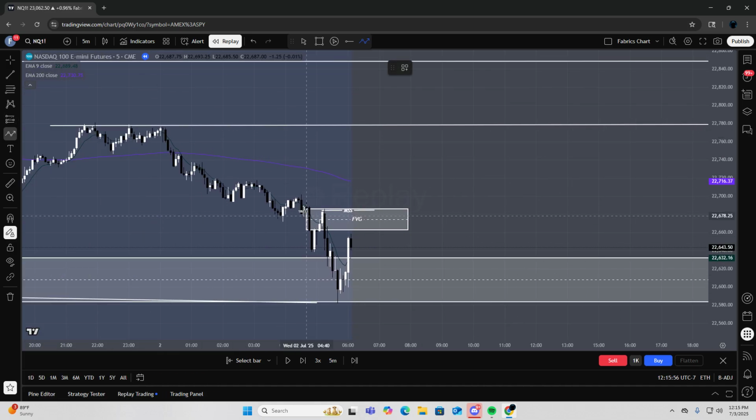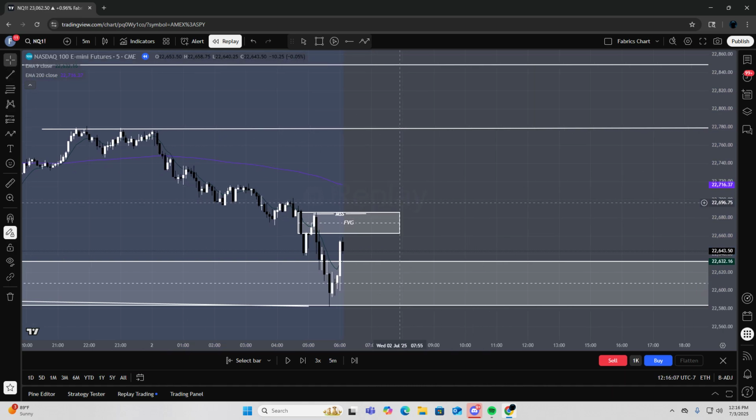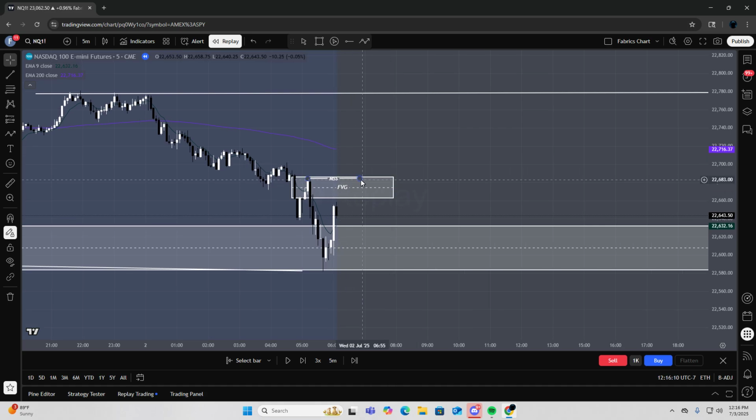And then we'll see some sort of movement like this, like that, like that, like that. And that's basically the type of movement we're trying to find. Obviously, we have to wait for these confluences to activate.